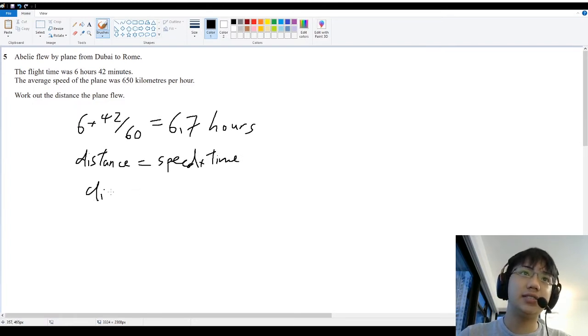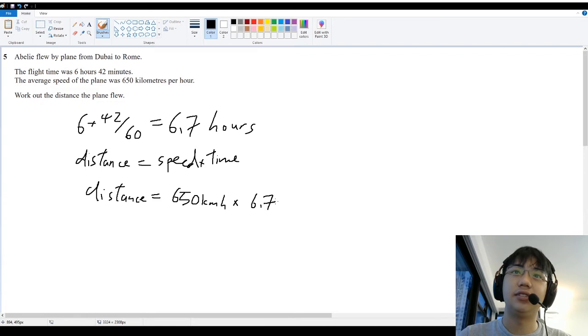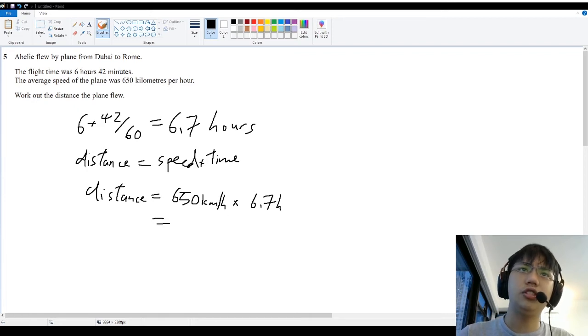So the distance Abilene's plane flew would be 650 kilometers per hour multiplied by 6.7 hours, which equals 4,355 kilometers.